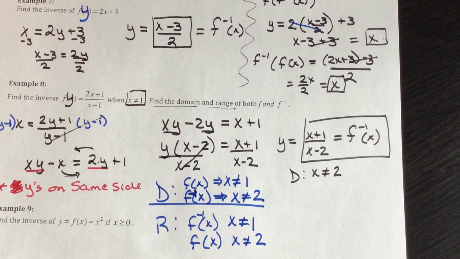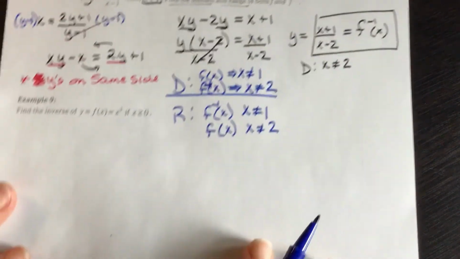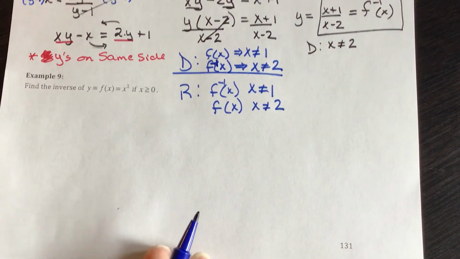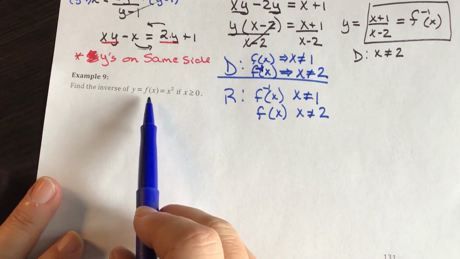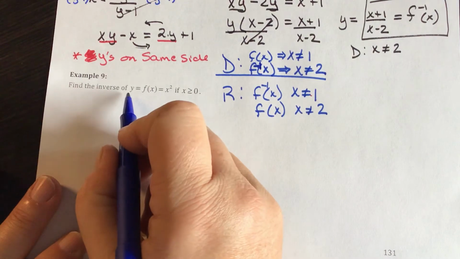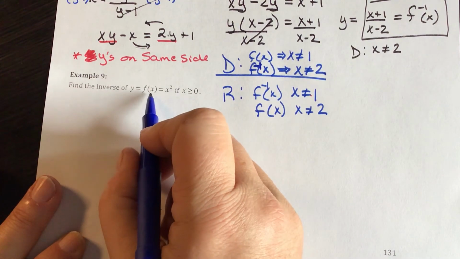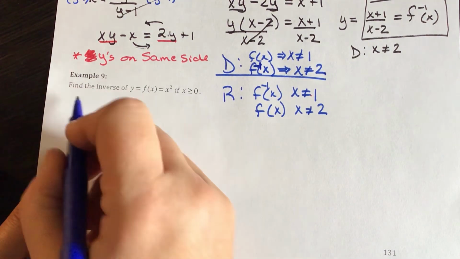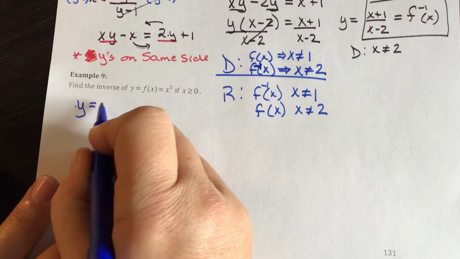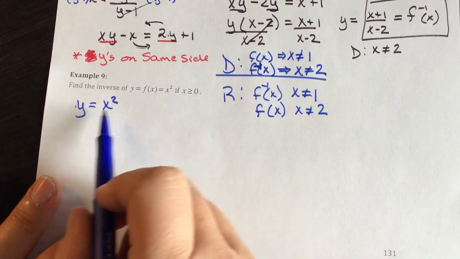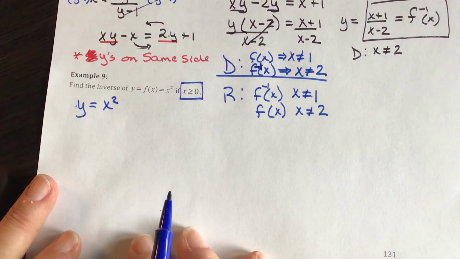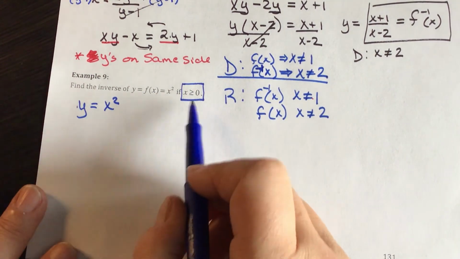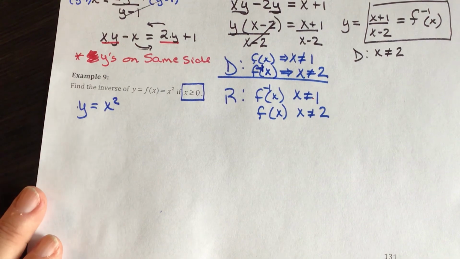All right, so example 9 says to find the inverse of f of x. So find the inverse of y, which is f of x, and that equals x squared. So we have the function y equals x squared. And it's giving us a domain. They're just putting restrictions on our domain that x has to be greater than or equal to 0.